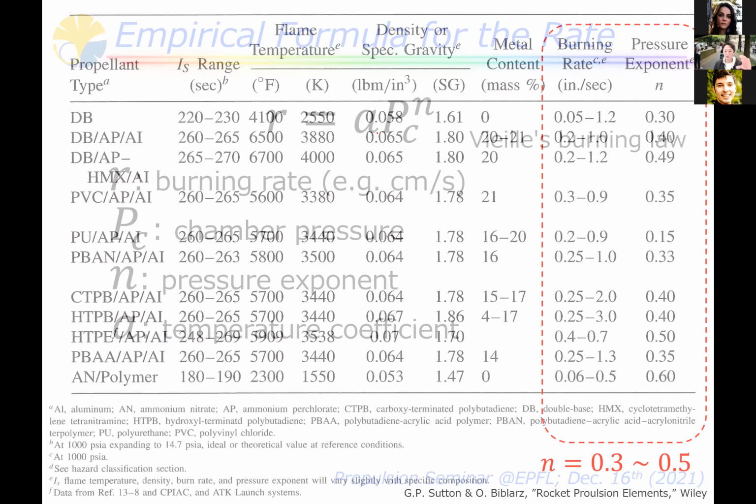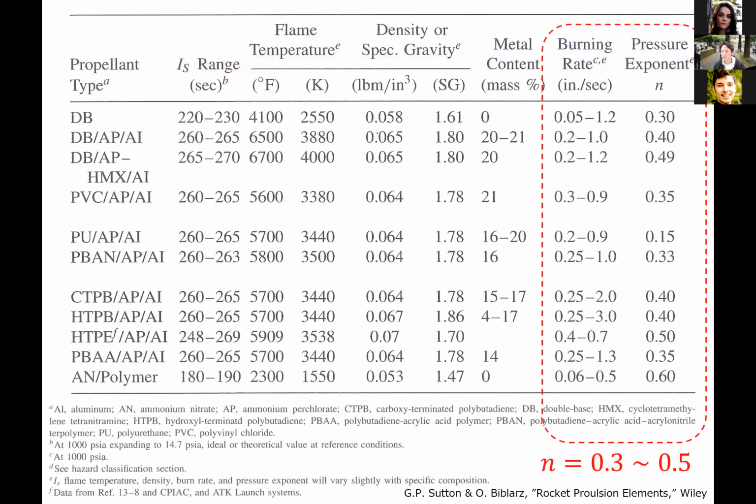Actually, when you see some solid propellant properties, you will find these parameters. So this is the pressure exponent. And basically, this pressure exponent ranges from 0.2 or 0.3 to 0.5 or 0.6. Always, it's less than 1. This is for the stable combustion. If it exceeds 1, combustion will be extinguished or exploded. So for stable combustion, this pressure exponent should be less than 1. And typically, around this value is selected.